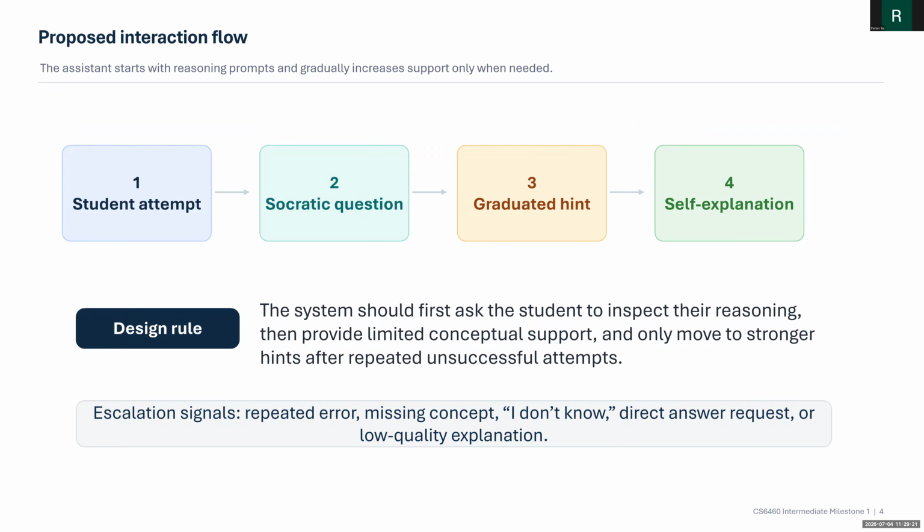This is the current interaction flow. The student first makes an attempt. The assistant then asks a Socratic question that encourages students to inspect their reasoning. If the student is still stuck, the system provides graduated hints. At the end, the student is asked to explain the solution or summarize what changed in their thinking. I'm experimenting with escalation signals, such as repeated errors, direct requests for the answer, or explanations that show a misconception.